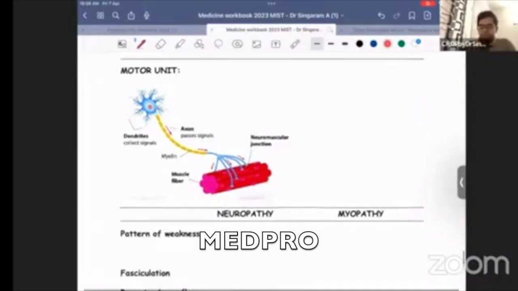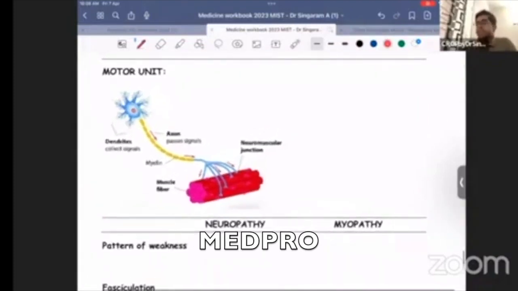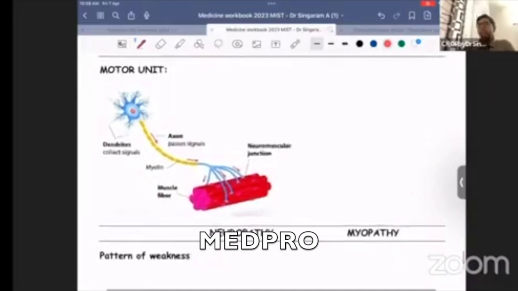So, let us get started with the next set of disorders, which will be related to the motor unit. This is a unit which is composed of nerves and muscles. Simply, if you want to put it, it is nerve and muscle.